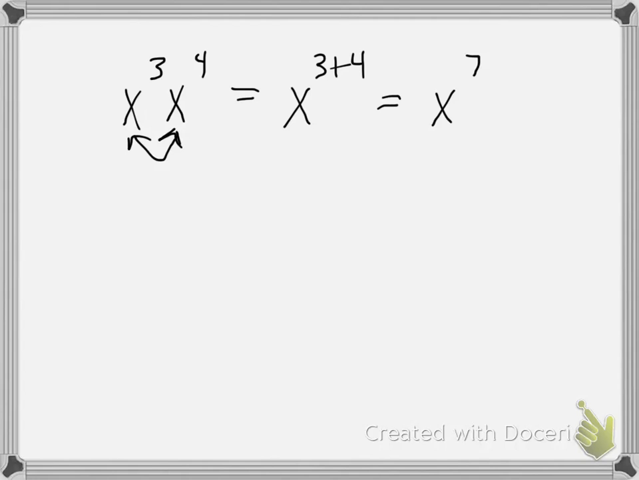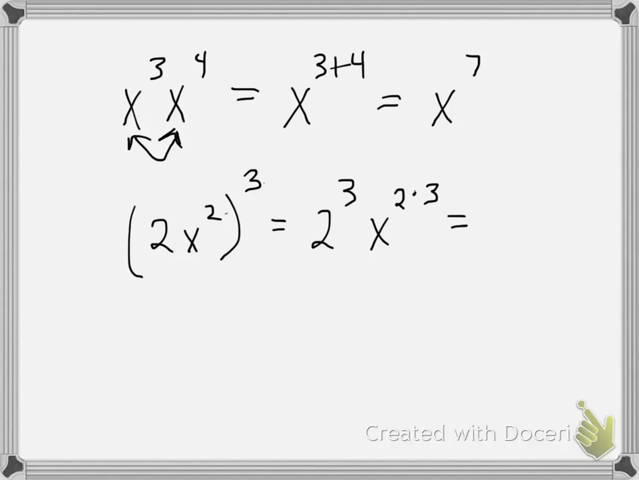Okay, what about if we have something like this, where I have the 3 power on the outside of the parentheses, and I have a 2x squared on the inside. Well, this 3 distributes to the 2, and it distributes to the x squared, and when we raise a power to a power, we are going to multiply. So I get 2 cubed, which is 8, times x to the 6th.